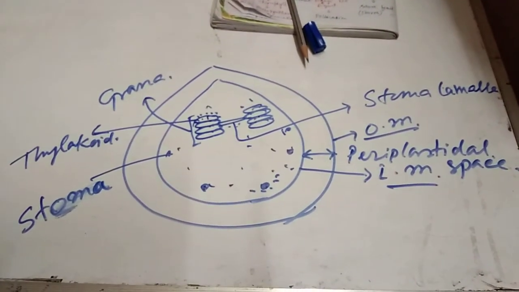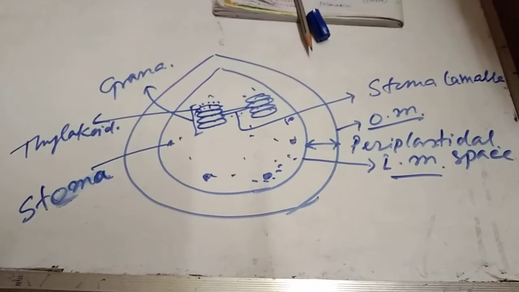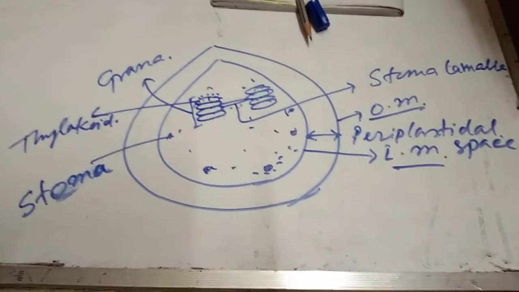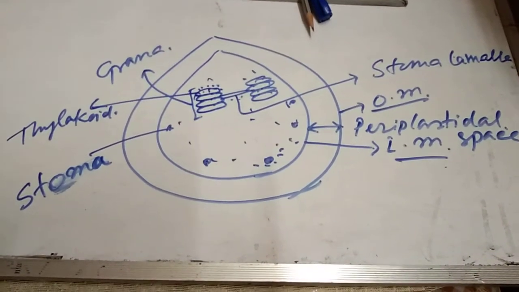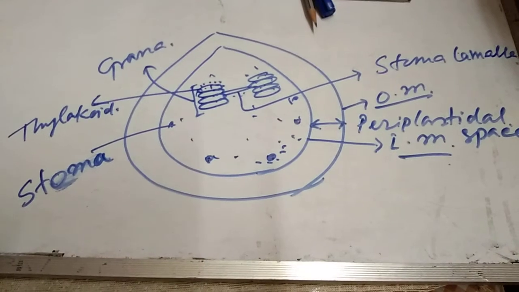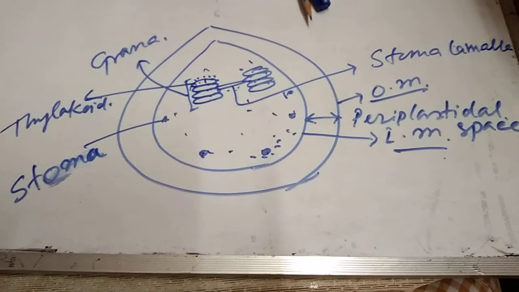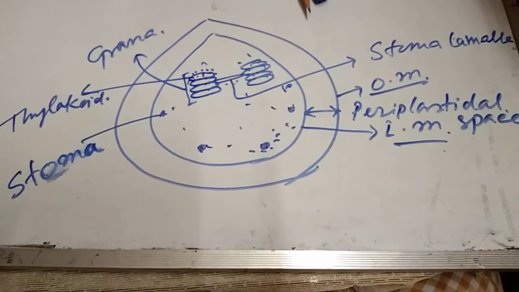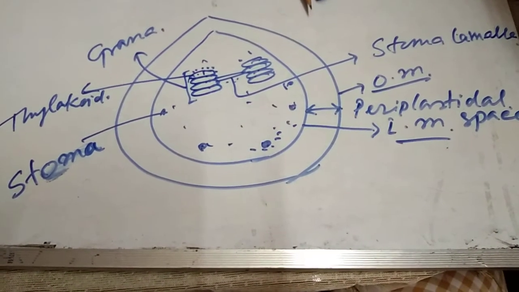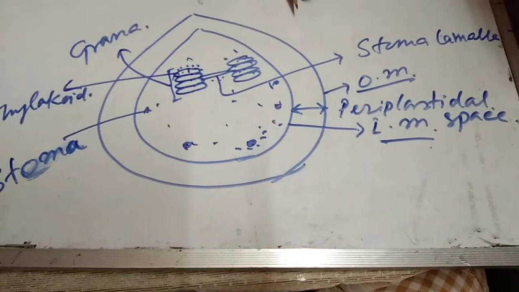Chloroplast is bounded by a double membranous structure, outer membrane and inner membrane. In between there is the periplastidal space. The ground substance is known as stroma, the coin-like structure which is present is known as thylakoid, piles of coins are known as grana, and the grana are joined by stroma lamellae.